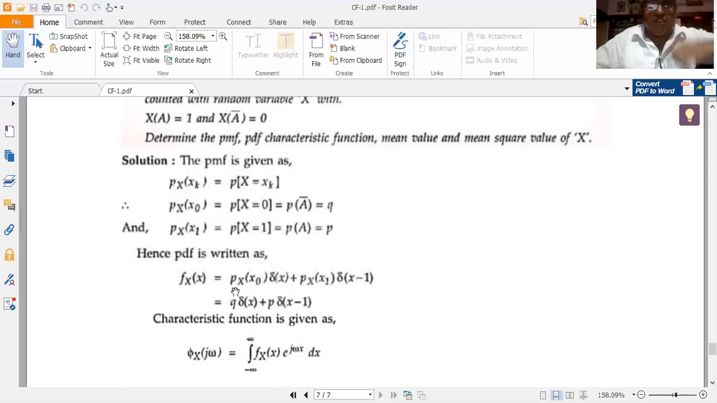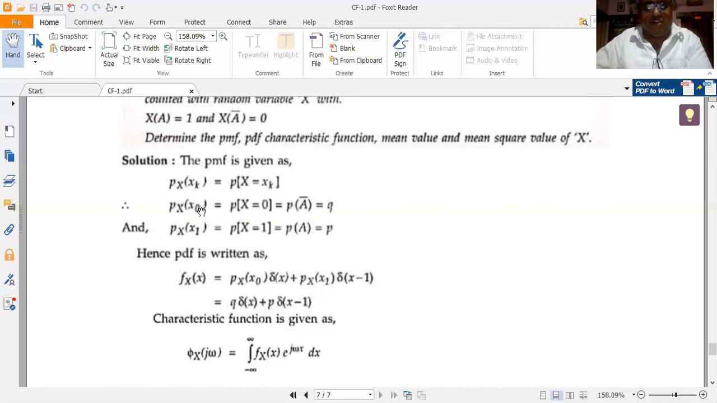and they correspond to x equal to 0 and x equal to 1. So I write f_X(x) is equal to p_X(x_0) delta of x plus p_X(x_1) into delta of x minus 1. Strictly speaking, this should be p_X(x_0) into delta of x minus x_0. x_0 is equal to 0 here, right? So delta of x minus x_0 is delta of x minus 0, and delta of x minus 0 is delta of x. So directly we have written delta of x here.